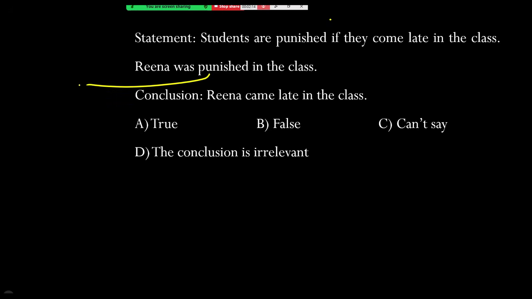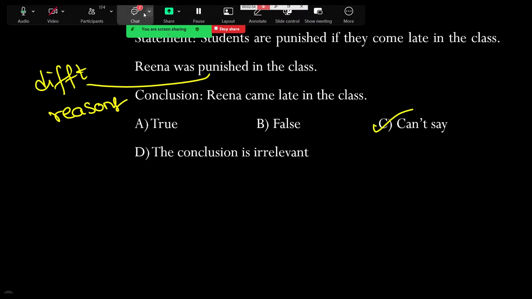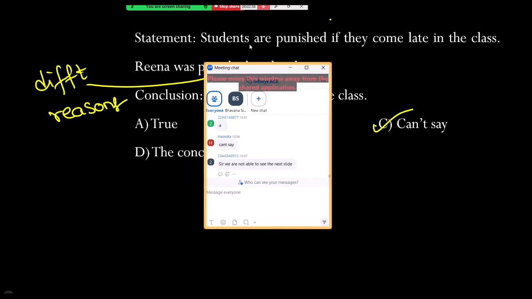Punishment may be for different reasons. Punishment is given for different reasons. It may be because of being late, or it may be due to different silly things students do in the class. Reena may not be a student also. Okay, she was punished in the class, so we can consider her a student, sorry. But there are different reasons for punishment. If they mention students are punished only if they came late in the class, and Reena was punished in the class, then Reena came late in the class is true. But now I cannot say. Can't say is the answer here, because Reena maybe came late, and that is why she was punished, or Reena did some other wrong things. That is why punished. So I can't say, it is not definite.